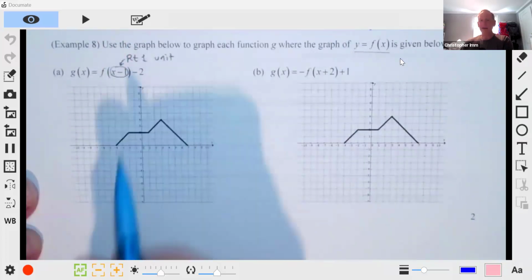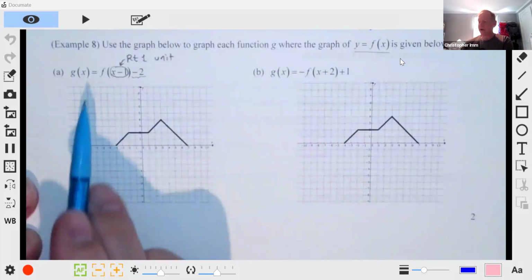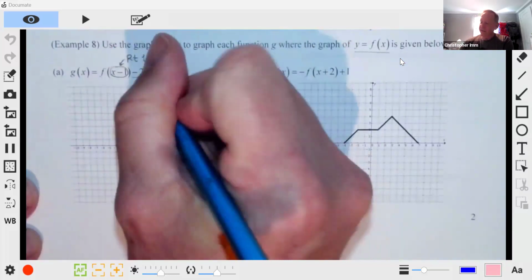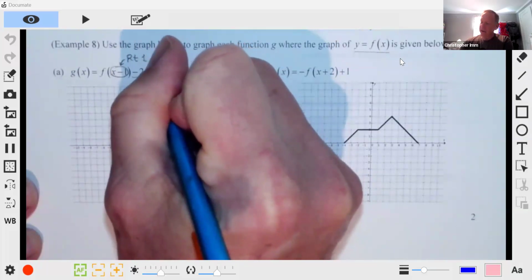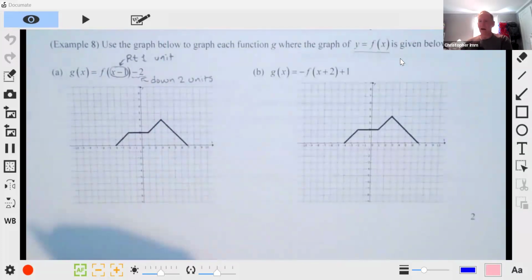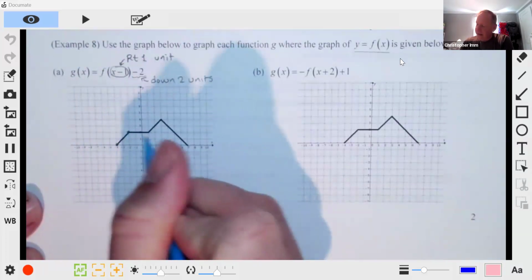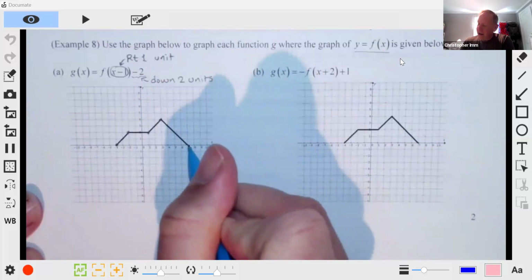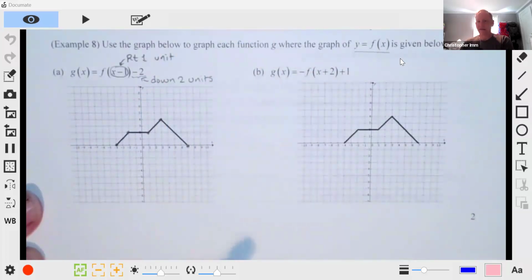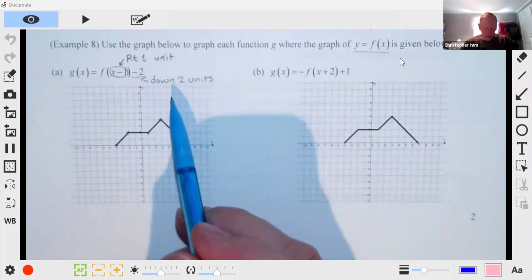And our second change is an outside change of -2. And outside changes are very intuitive. They just move that y value up or down. So this one's going to move our function down 2 units. We can do these together, or we can do these in succession. So I'm going to try to do these together by just taking each point that I see here, which are just hooked together by line segments, and I'm going to do exactly what this says. I'm going to move it right 1 and then down 2.